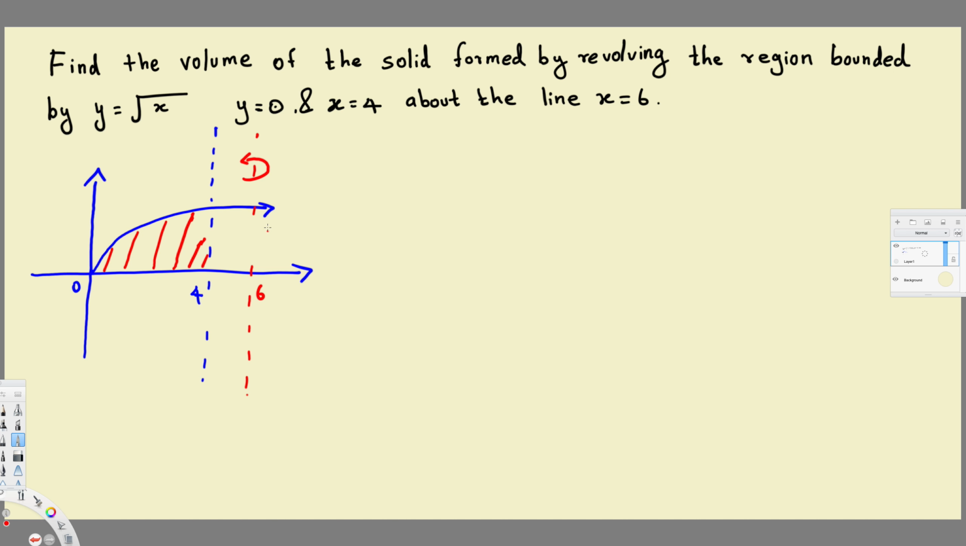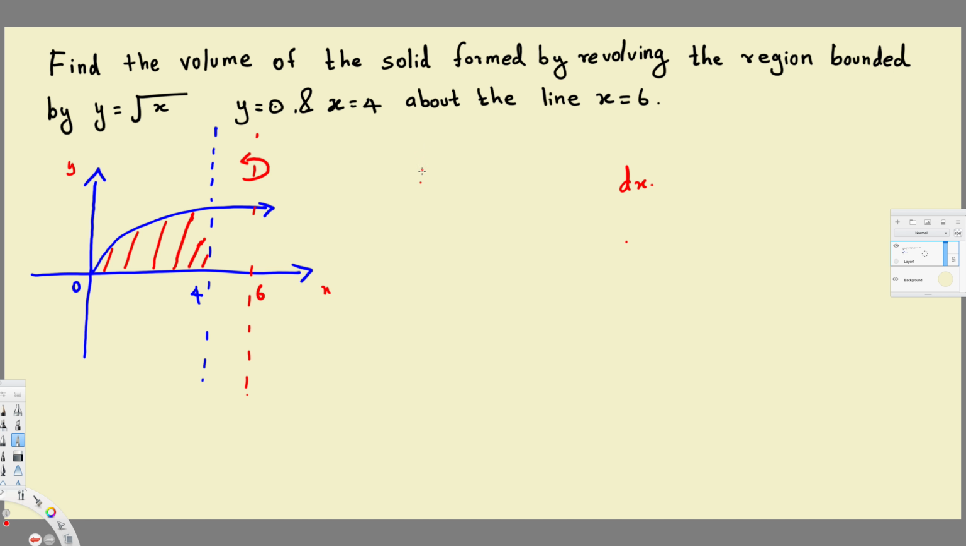Now if you see, x equals 6 is parallel to the y-axis. This is our y-axis, and the x-axis. If it's parallel to the y-axis, we write everything in terms of x. If it's parallel to the x-axis, we write everything in terms of y. So that's the relationship. So this is parallel to the y-axis, so we have to write everything in terms of x. Let's go ahead and write the equation in terms of x first.